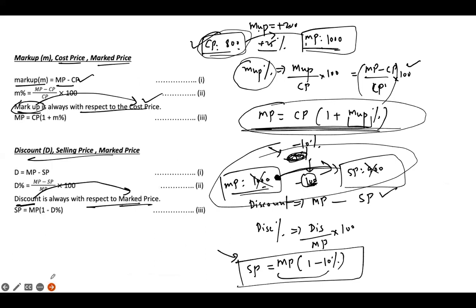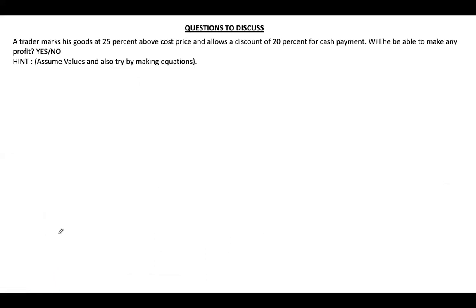Okay, this theory is enough for profit loss discount. Let's solve a few questions on profit loss discount. Give this question a go.